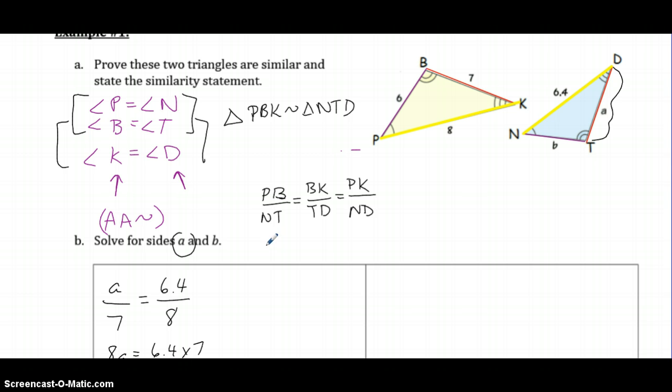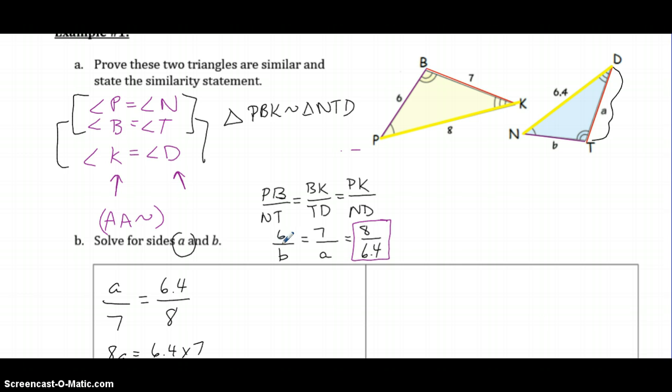So if I look along PB, that purple line, PB is 6, NT is B, BK is 7, TD is A, PK is 8, and ND is 6.4. And once you get those ratios set up, you need to find which one you know both pieces of. And in this case, I know 8 and 6.4. You need to pair that ratio up with one of the ones you're trying to solve.